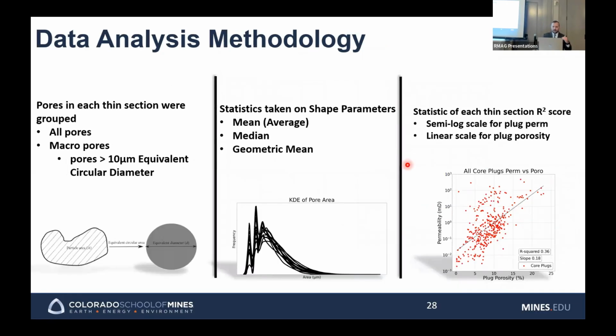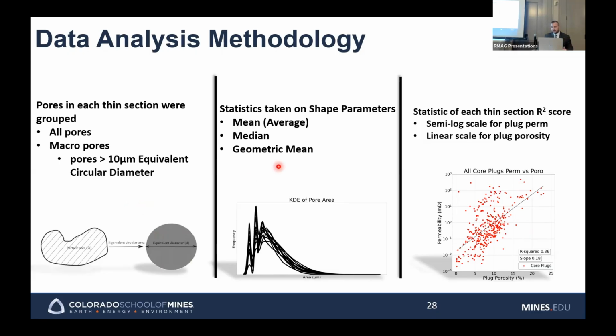And here's the methodology behind how we're going to analyze this data. Pores in each thin section were grouped into two groups. One, all of the pores in the thin section. The other one, macropores. These are characterized as pores with greater than 10 micron equivalent circular diameter. As we spoke about before, we have a pore with a given area, we give it a perfect circle with the same area, and then take that diameter. If it's larger than 10, it's considered a macropore.